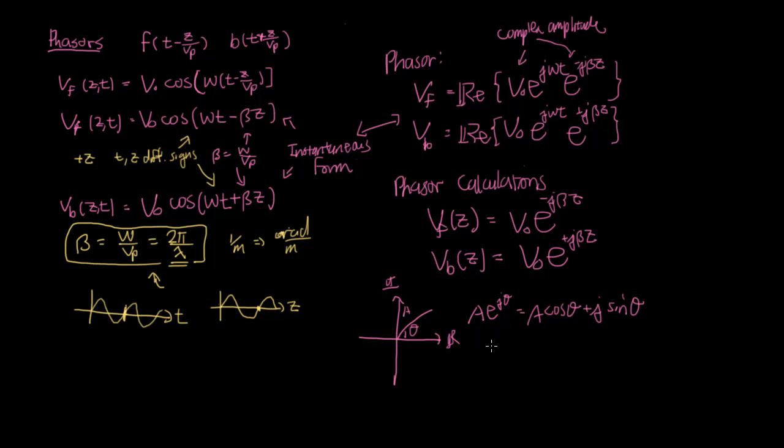So when you look at this, you can also graphically see that the real part of a e to the j theta is going to be the projection onto the real axis, a cosine theta, and the imaginary part of a e to the j theta is going to be equal to a sine theta.